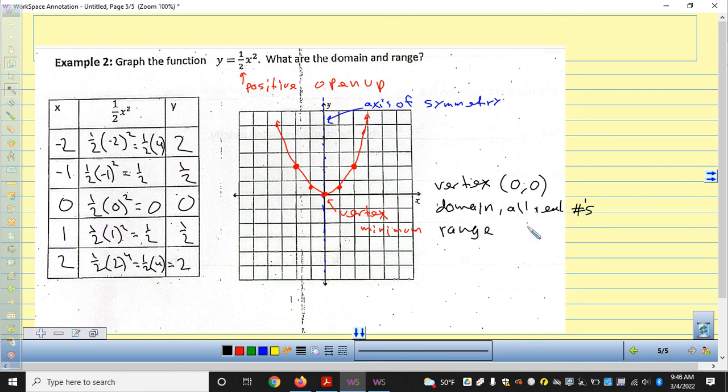The range. The range is the y value when we're talking about functions. Well, what's the lowest y value that we get here? 0. So the range is going to be from 0. This keeps going up and up and up on either side, so the range is going to be 0 to infinity. Yes? What does that say next to the domain? All real numbers. Okay.